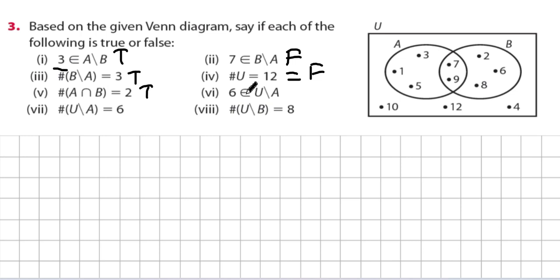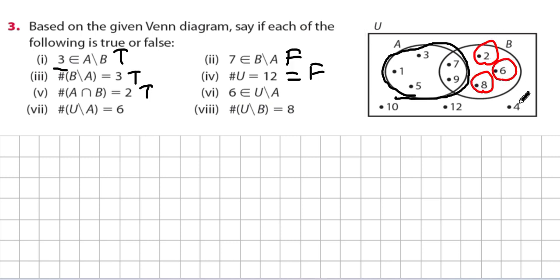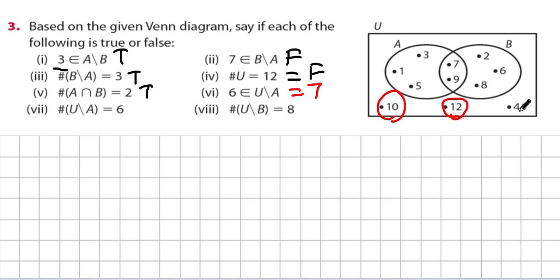6 is an element of everything in the U that's not in A. So let's circle A. Everybody see A? Now, everything in U that's not in A would be the following numbers: 2, 6, 8, 4, 12, and 10. They're all the items that are in U, but not in A. So the answer is true. Is that okay? Now, the number of items in U that are not in A is 6. 1, 2, 3, 4, 5, 6. That is true.